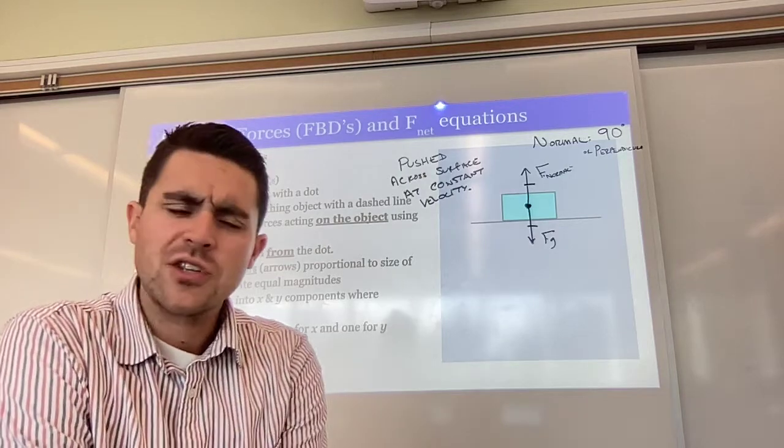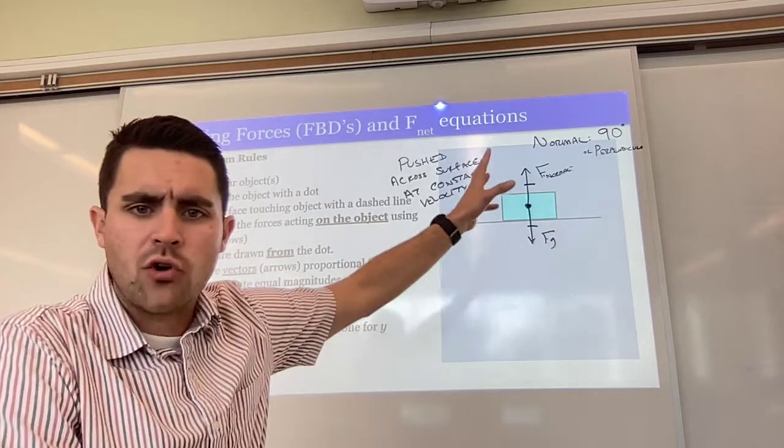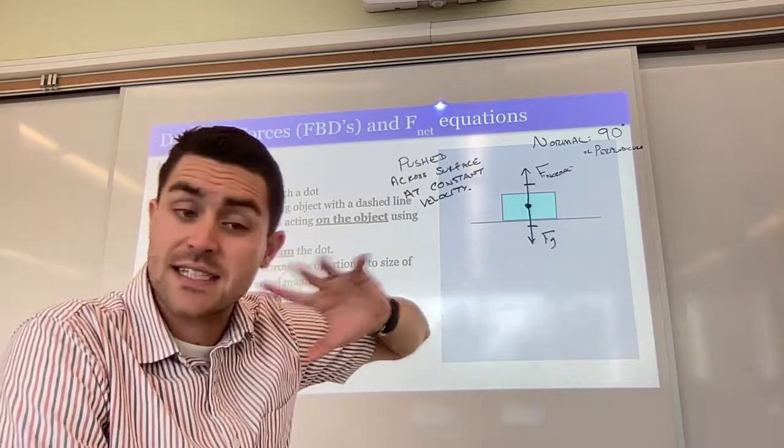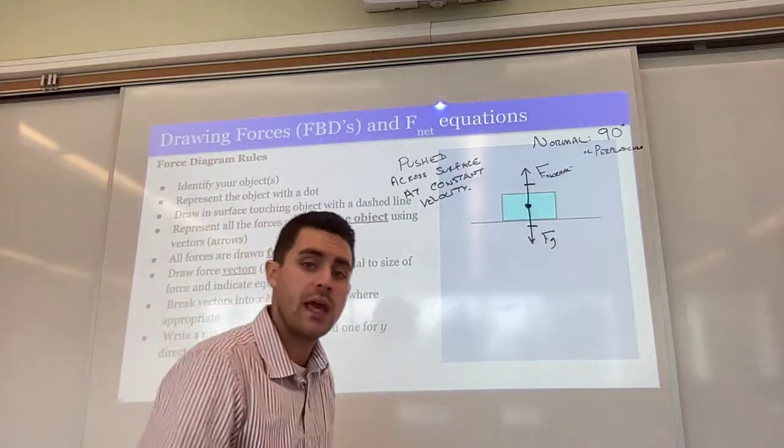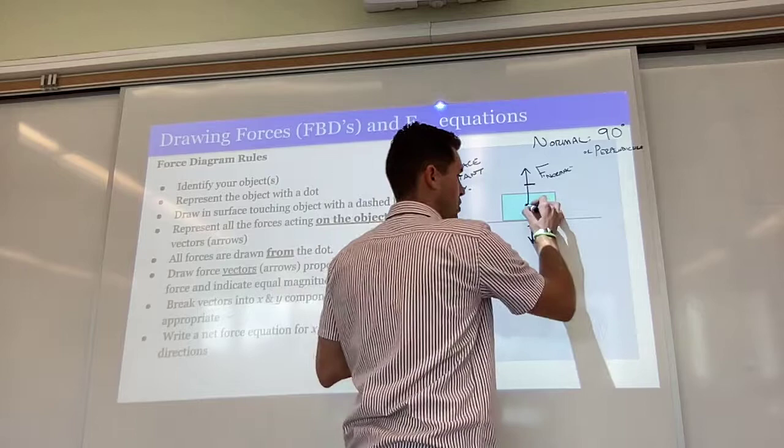Let's look at the other direction, because it says the box is pushed across a surface at a constant velocity. Again, no acceleration, but it's pushed, and it's pushed to the right. So I'm going to go ahead and draw that push force.